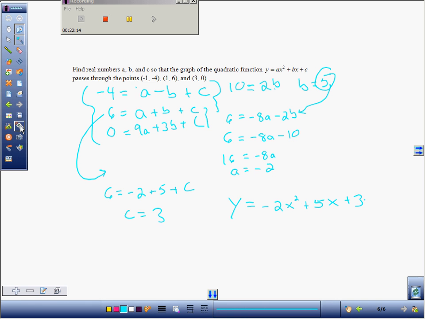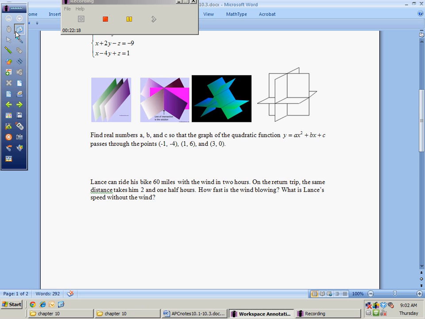Okay, next type of problem that you might encounter is one like this. Look, I made up another favorite problem. Lance can ride his bike 60 miles with the wind in 2 hours. That's pretty fast, isn't it? On the return trip, the same distance takes him 2.5 hours. How fast is the wind blowing? What is Lance's speed without the wind? So this is a rate times time equals distance problem.